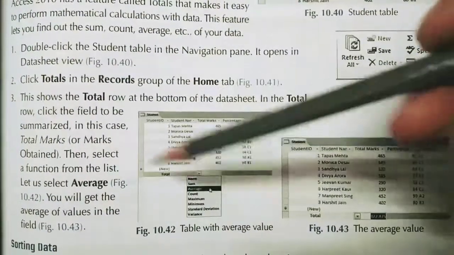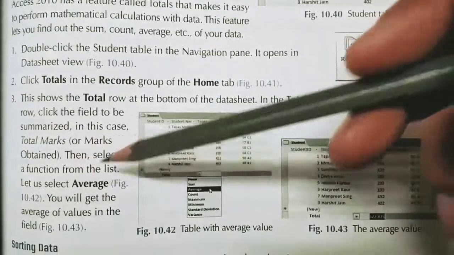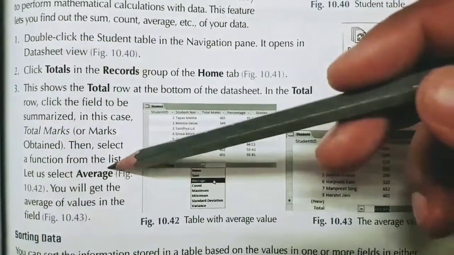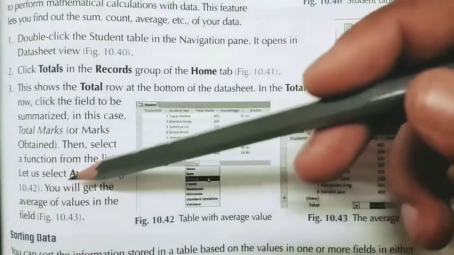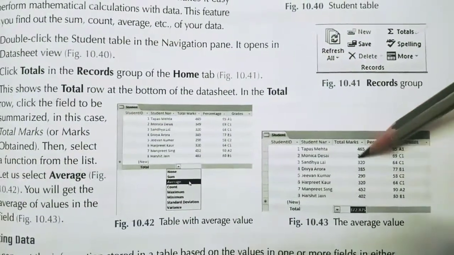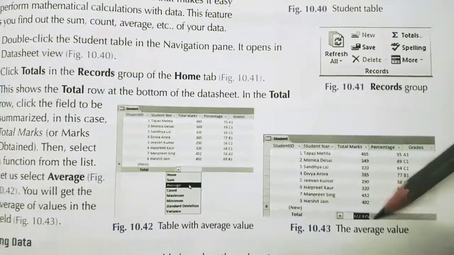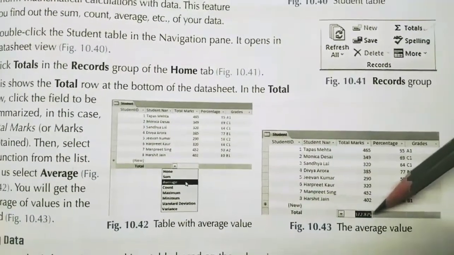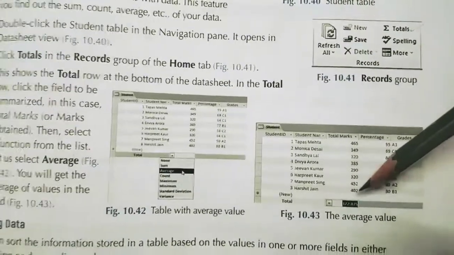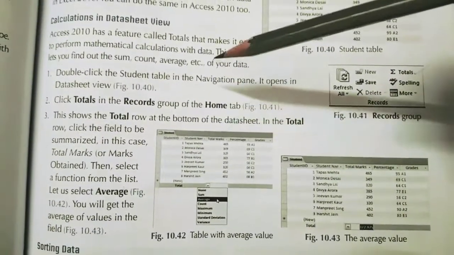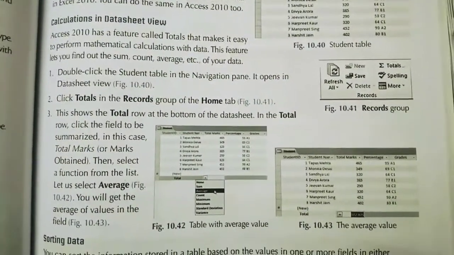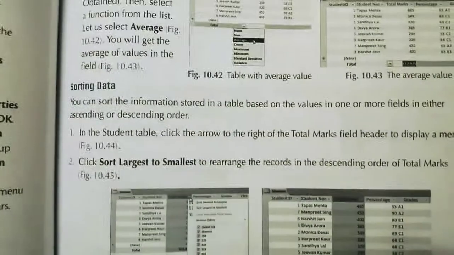Whatever you want to do, select the function from the list. Suppose you want to calculate the average of the marks, so you will get the average of values in the field. Understood? You see here the average value is given. The average value is found automatically. In this way you can do mathematical calculations in Access 2010 on any table. Understood?